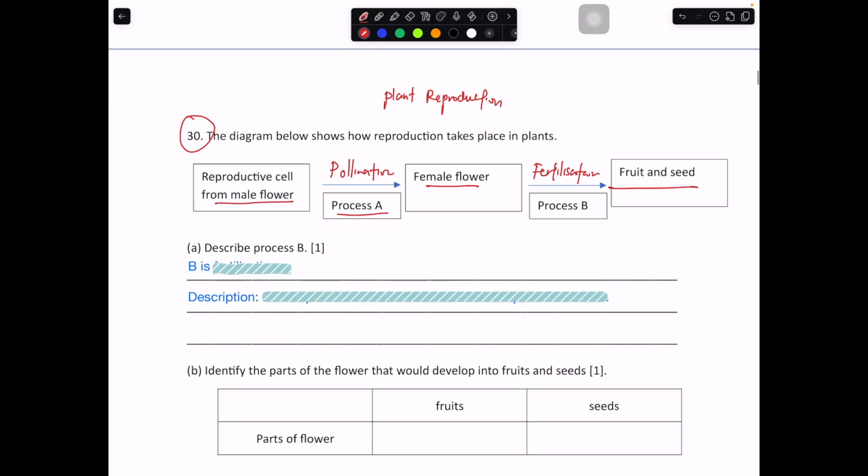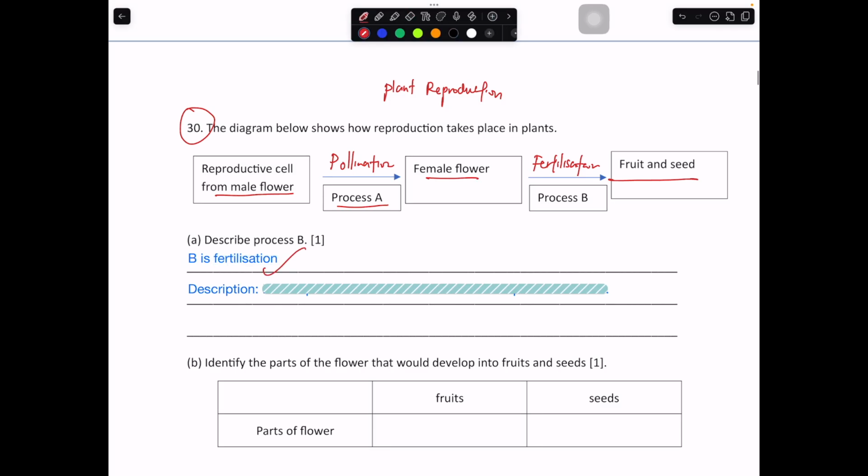Okay, describe, not state. You have to put in elaboration over here to fully describe them. So you can start by saying what B is. B is fertilization. So straight up, what is fertilization? Male reproductive cells fuse with female reproductive cells. So the three core ideas: male, fuse, female. These are the three core ideas of fertilization.